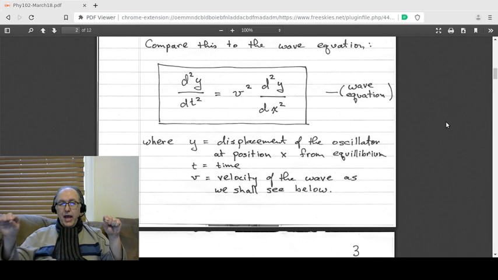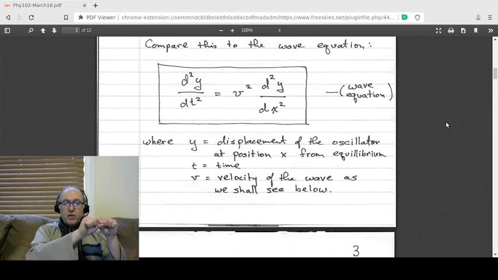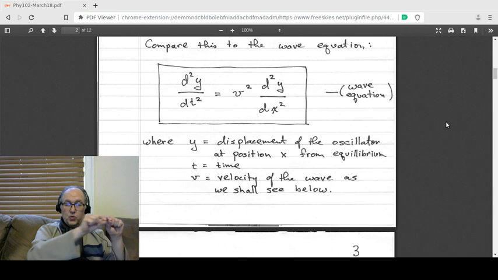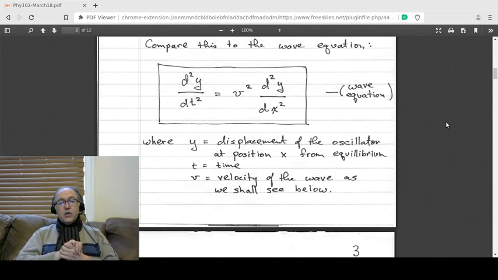And y, once you've got a particular x, say x equals 5, you move to that point. y is how far that is displaced at a given time. So you've got y depending on two things. y will depend on where you are in the string, that is, which oscillator you're looking at. But y will also depend on the time, because at different times you'll have different displacements. And so y is a function of two variables. It's a function of x and it's a function of t.